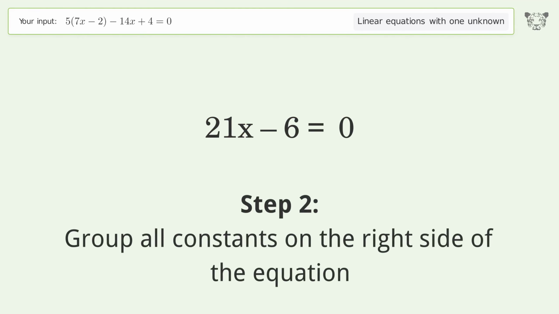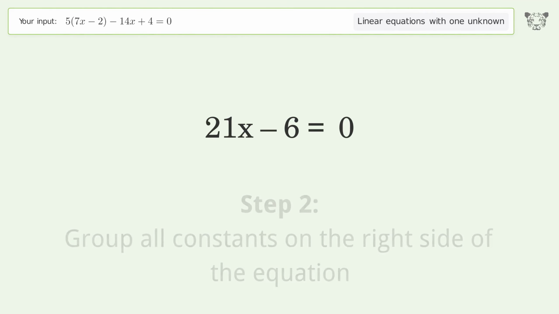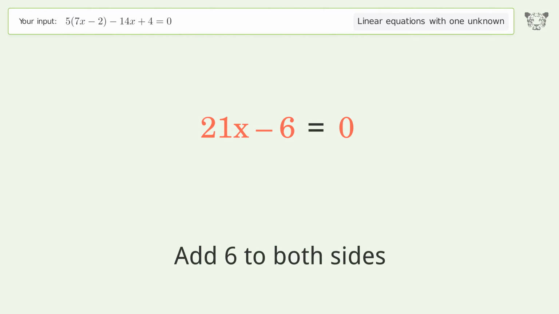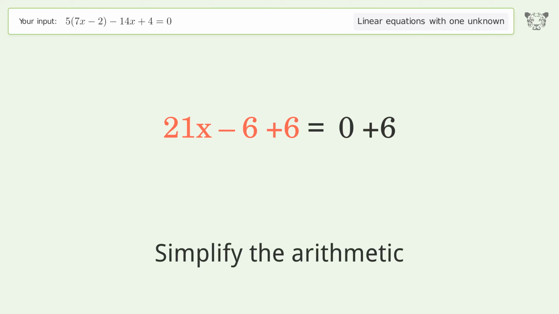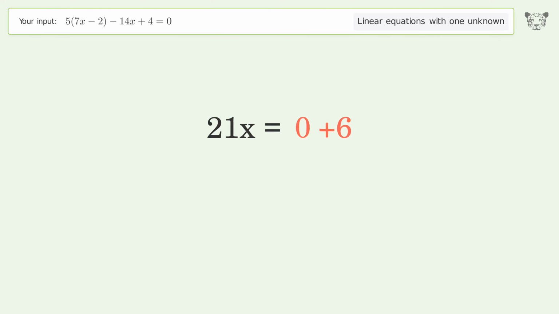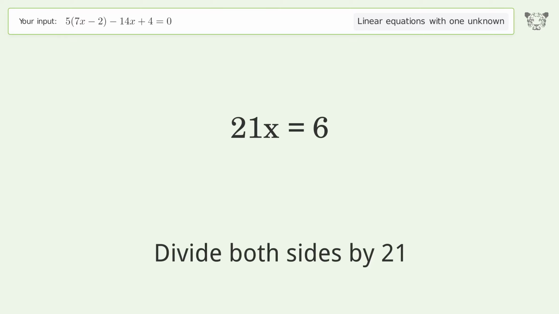Group all constants on the right side of the equation. Add 6 to both sides. Simplify the arithmetic. Isolate the x. Divide both sides by 21.